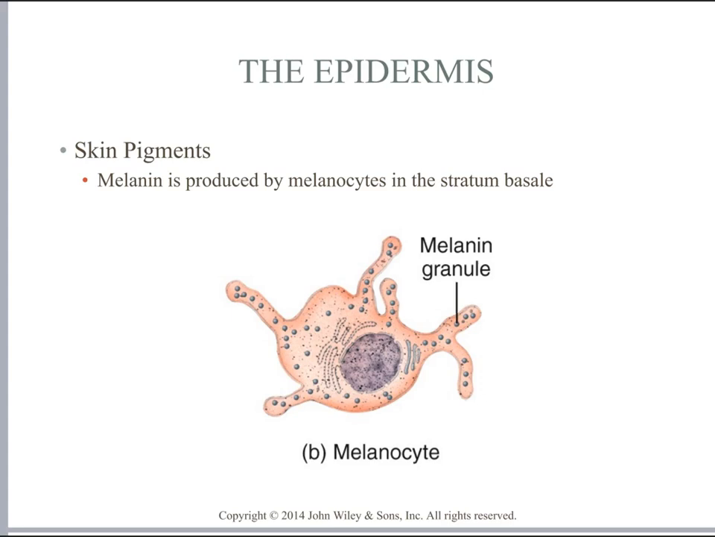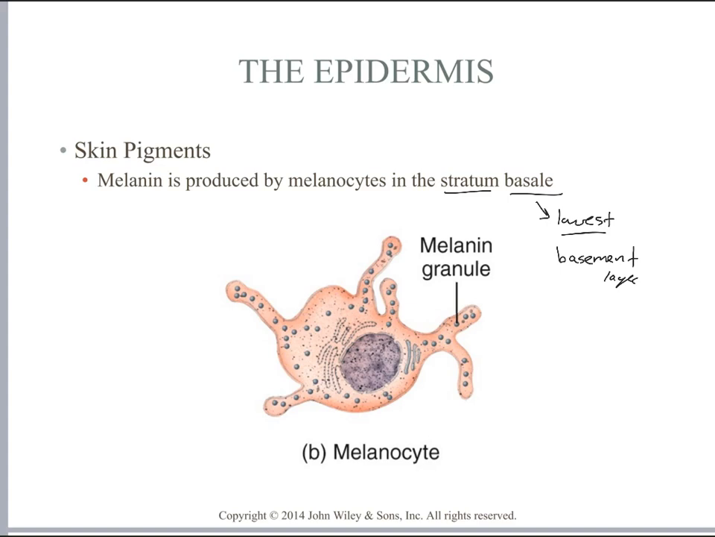Skin pigmentation. So as we said earlier, our melanin is produced by melanocytes in the stratum basale. Now we haven't talked about all the different layers yet, but as you probably inferred, Latin stratum means layer. Basal, as we've seen before, is that lowest most layer or basement membrane, right? So basement layer, so lowermost layer.